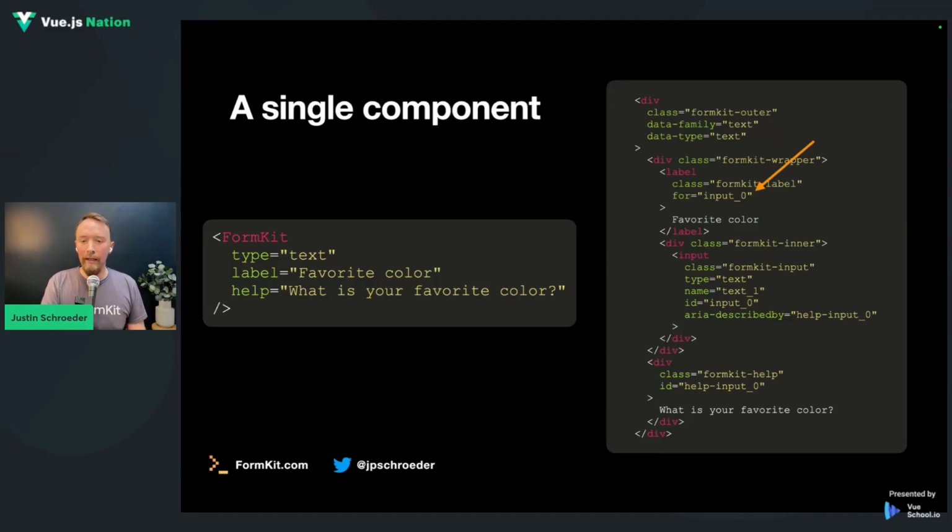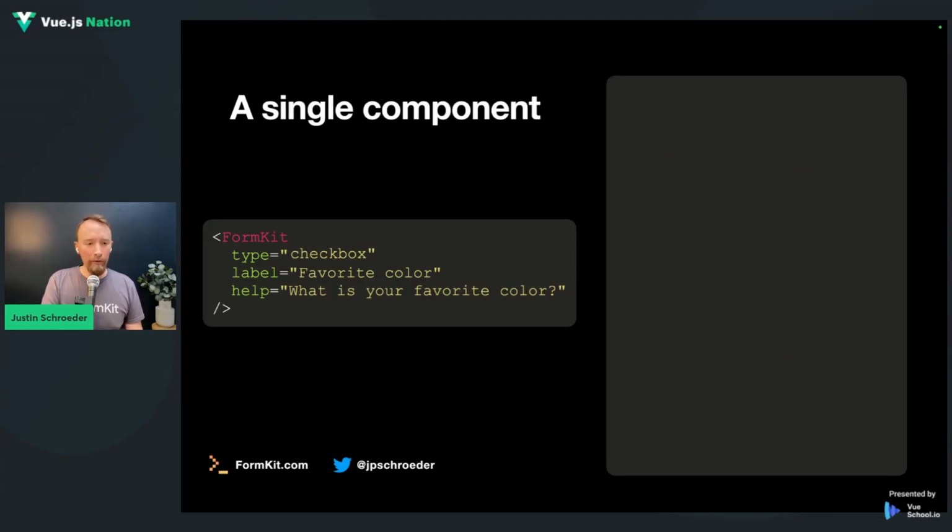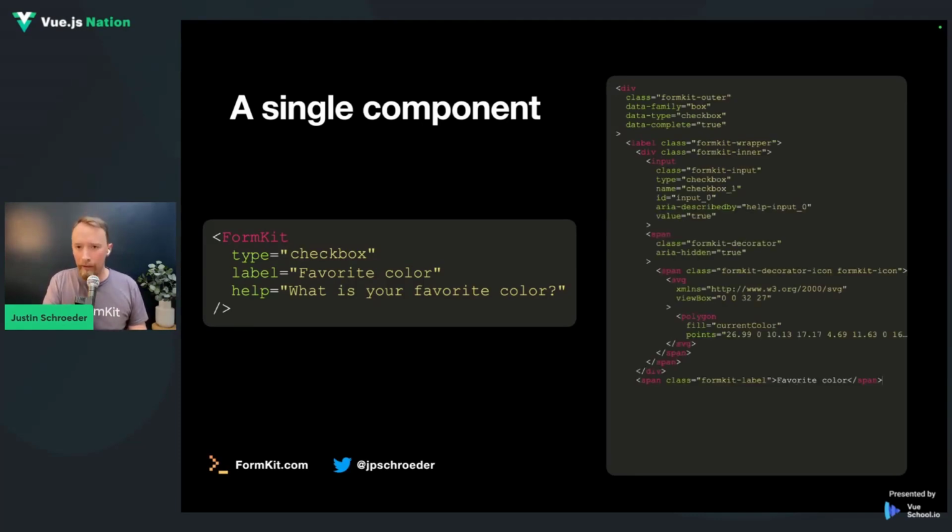Here you can see that it's got input 0, which has been automatically generated for the input tag available, and then the ARIA described by is already on the help text. Now, the cool thing is I can just swap that out, change nothing except for the type. Now type checkbox, and I get a completely different rendered output.